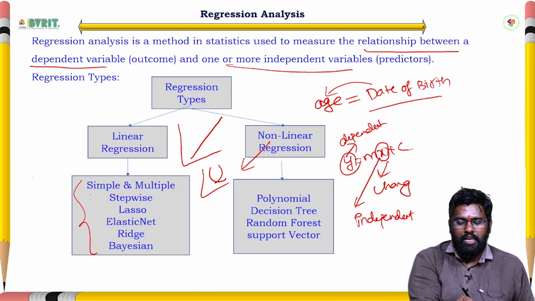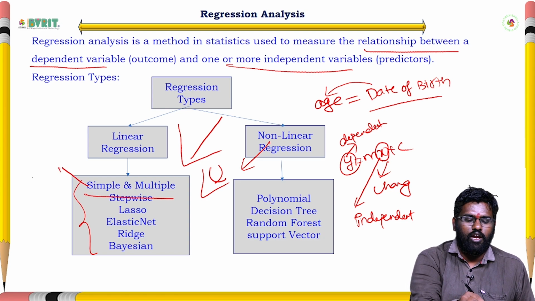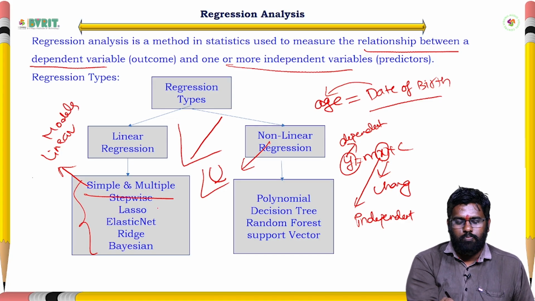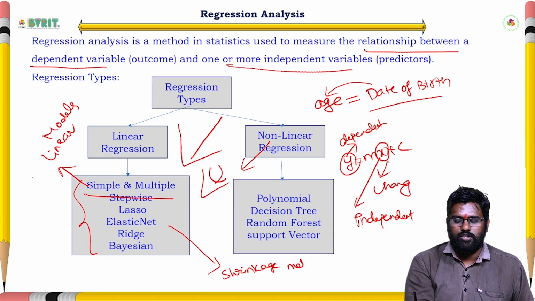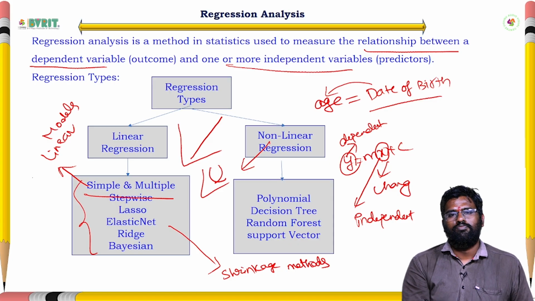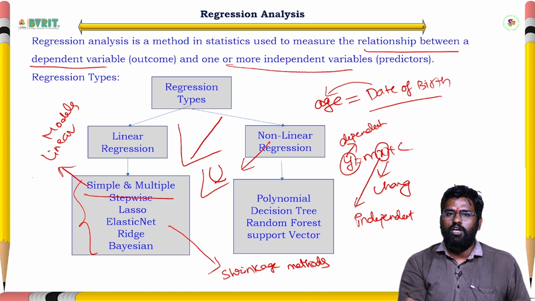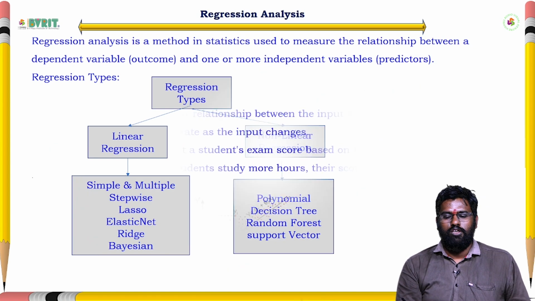Simple and multiple linear regression are also called linear models. Stepwise, lasso, elastic net and ridge are also called shrinkage methods. So based on that we have to write the things. These are linear regression models and these are non-linear regression models. These are straight line format and these are curved shape format. I will show you one by one.